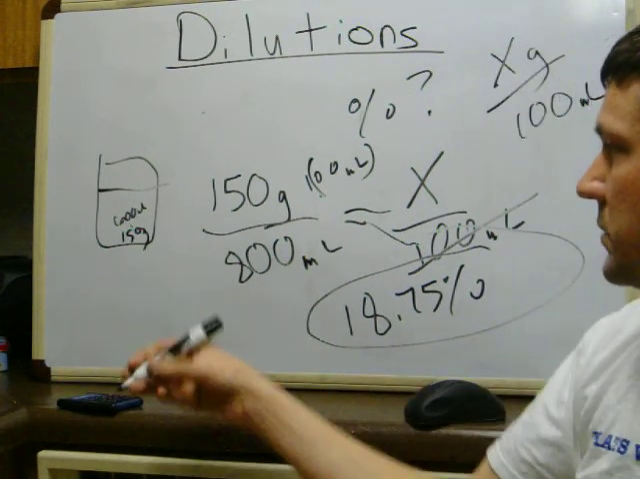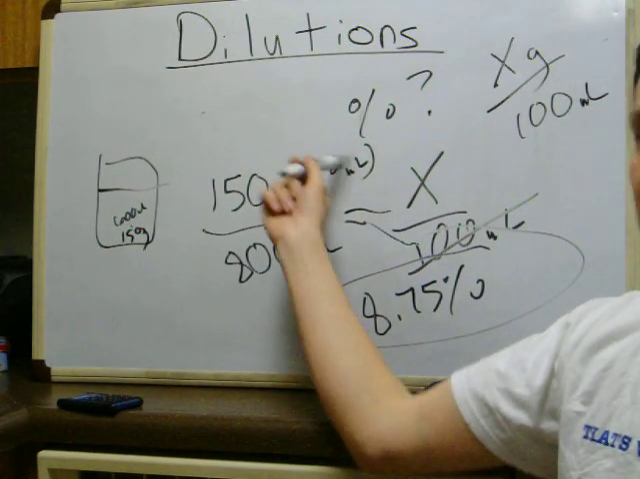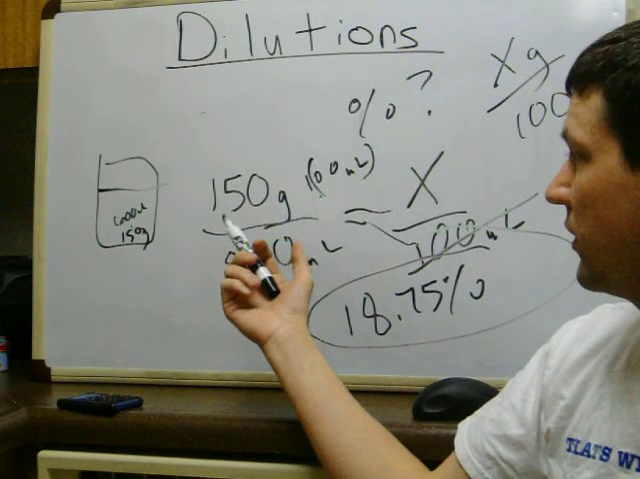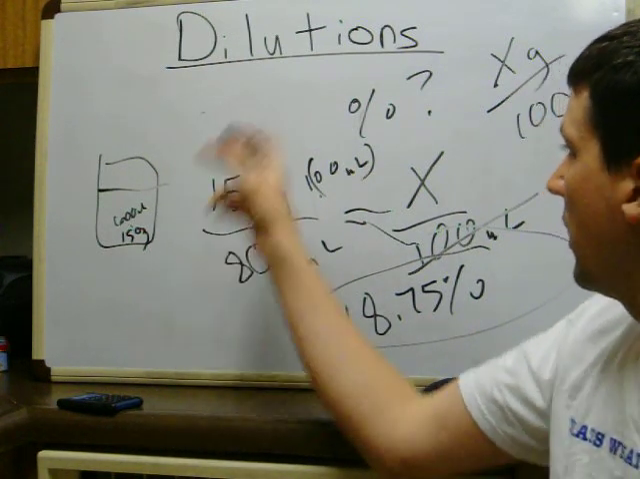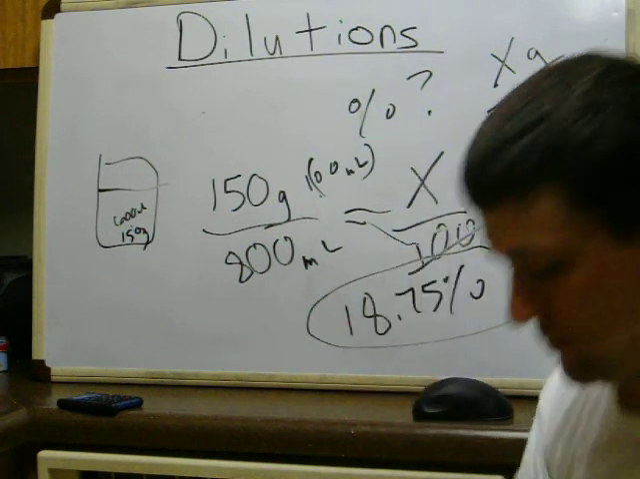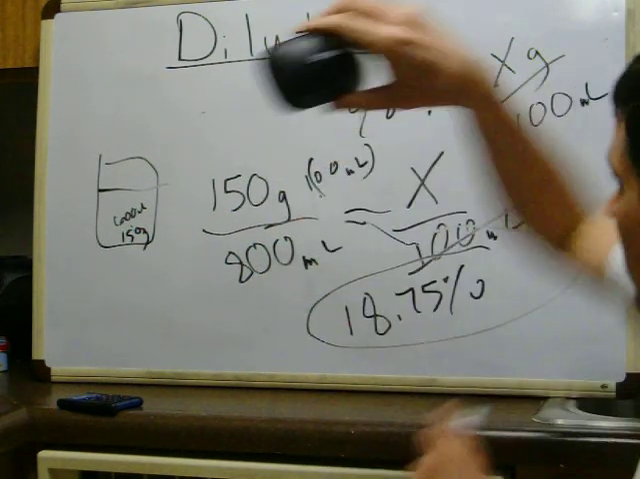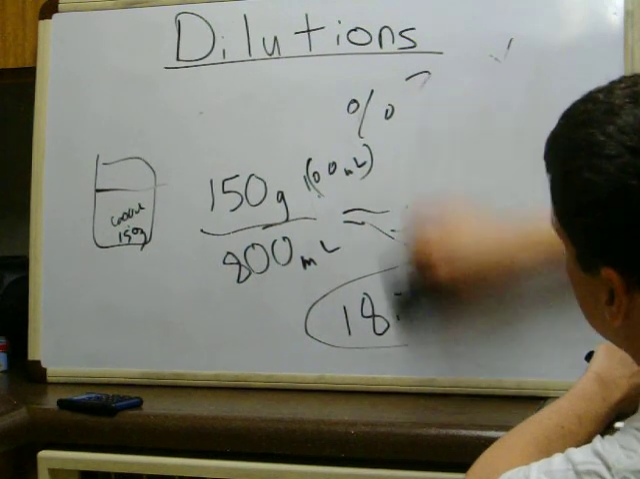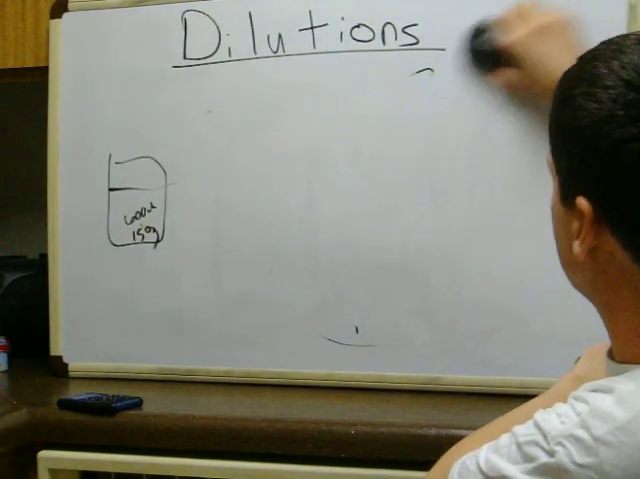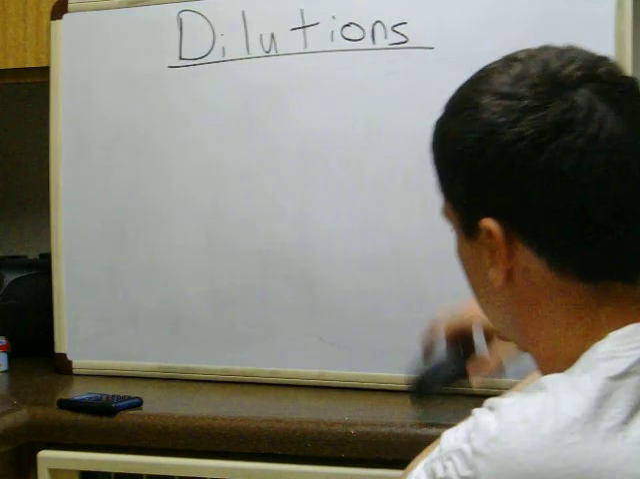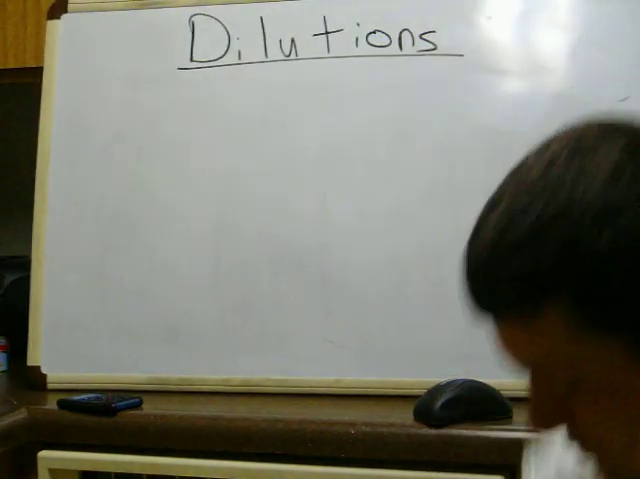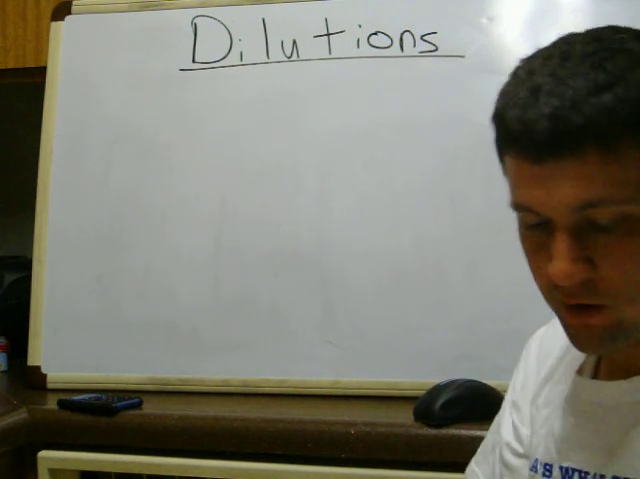So again, the steps that we take are we find out how many grams of stuff there is of whatever we're dealing with. We find out what the new volume is, and then we're good to go. Alright, let's do another problem.